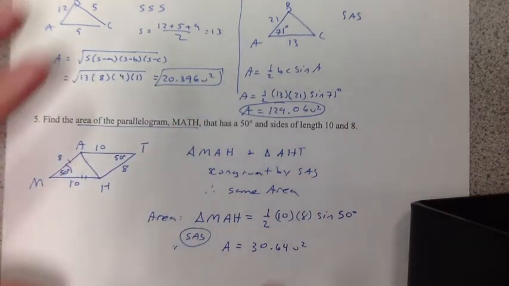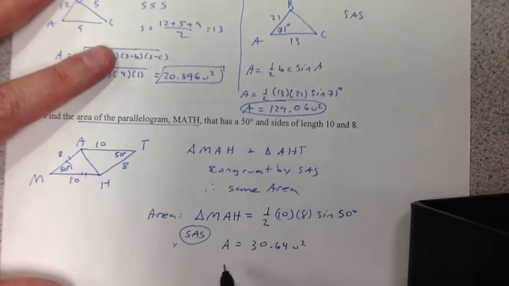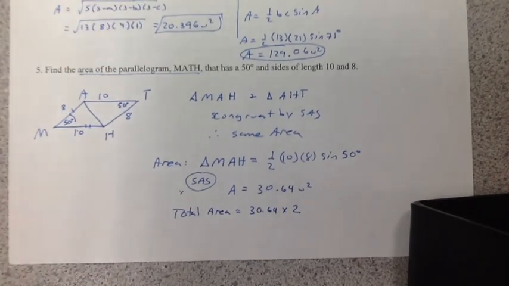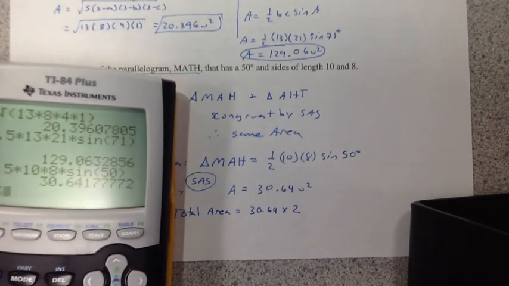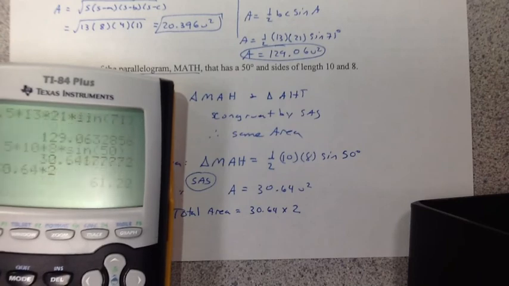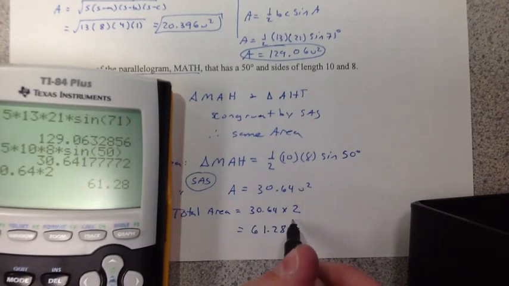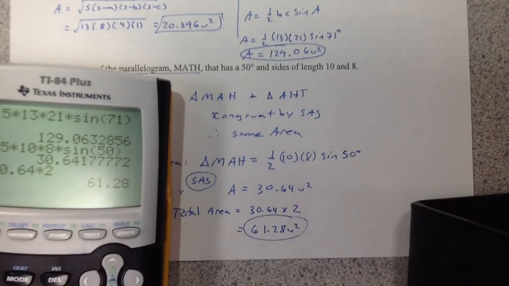But you have to be careful. That's one triangle. To get the total area, we have to take that 30.64 and multiply it by 2. And let's go ahead and use our calculator for that. 30.64 times 2, and that's going to give us 61.28 units squared. All right.